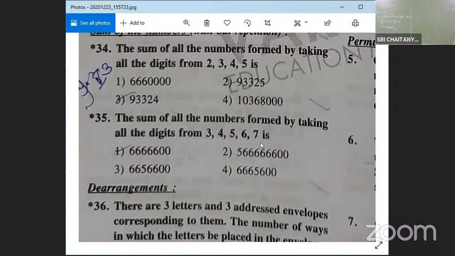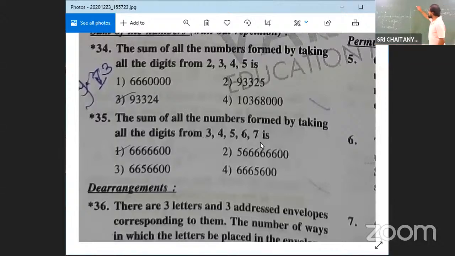Suppose 0 is included, suppose 0 is there, then you should use (n minus 1) factorial into sum of all digits into 1111 minus (n minus 2) factorial into sum of all digits into 1111 up to n minus 1 times. I am going to write it: if 0 is given in the problem, you should use this one. (n minus 1) factorial into sum of all digits into 1111 and so on n times, minus (n minus 2) factorial into sum of all digits into 1111 and so on n minus 1 times.